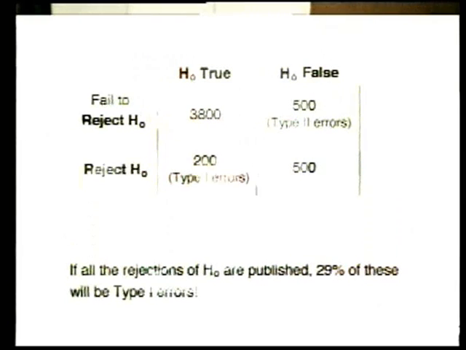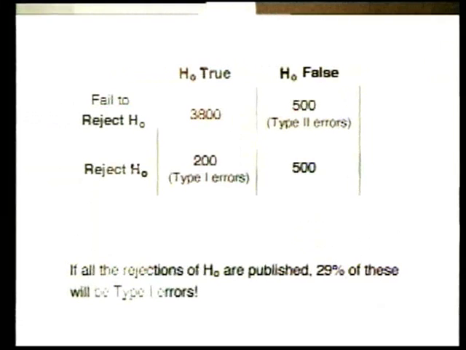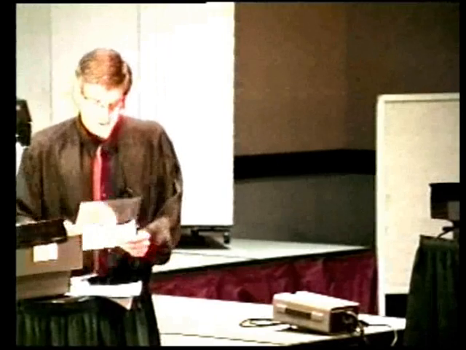Now, if we assume that all rejections of the null hypothesis get published, then that means we're talking about 700 articles, and of those, 29% will actually be type 1 errors. So sometimes proponents of null hypothesis testing say, well, at least we know what the type 1 error rate must be. In fact, we don't, because to know the type 1 error rate, you've got to know the base rate, how often the null hypothesis is true. And in general, we don't know that. So, more confusions about statistics.